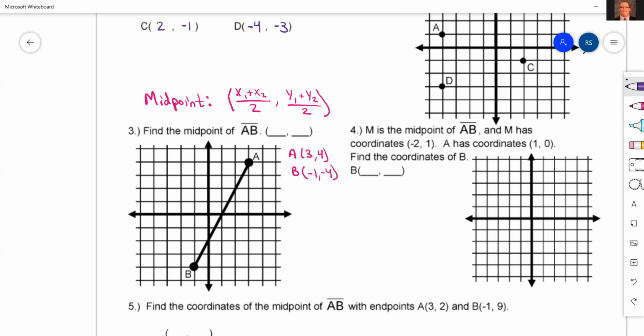So now we can use our midpoint formula that tells us to add the x's. So 3 plus -1 divided by 2. Then add your y's. 4 plus -4 divided by 2. 3 plus -1 is 2 over 2. 4 plus -4 is 0 over 2. And this reduces to 1 and 0. So 1, 0. Now, you also could have probably looked on the graph and said, oh, well, there's my midpoint right there. That works too.